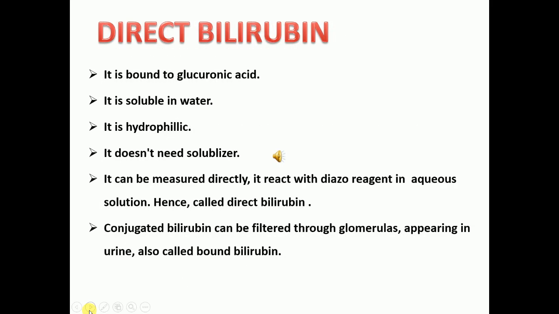So next is the direct bilirubin. The following are the properties of direct bilirubin. It is bound to glucuronic acid. It is soluble in water. It is hydrophilic. It does not need solubilizer. It can be measured directly. It reacts with diazo reagent in aqueous solution, hence called direct bilirubin. Conjugated bilirubin can be filtered through glomerulus, appearing in urine. It is also called bound bilirubin.